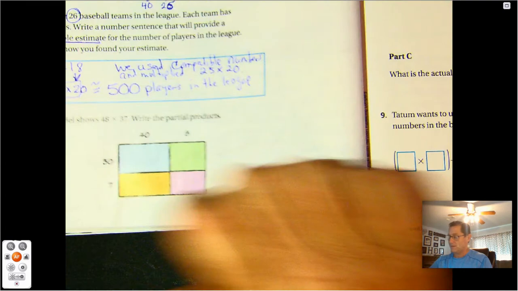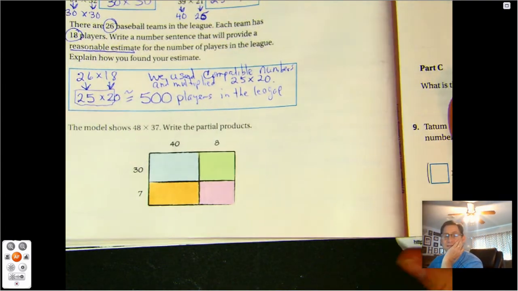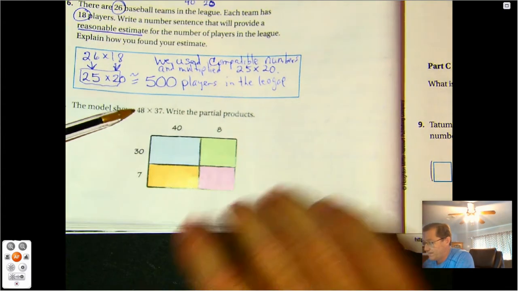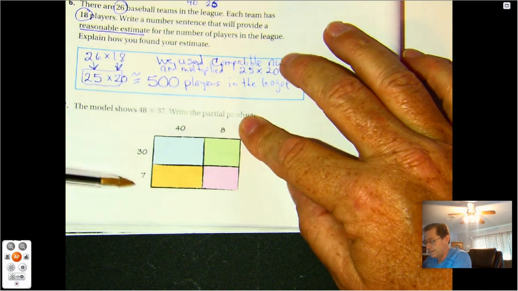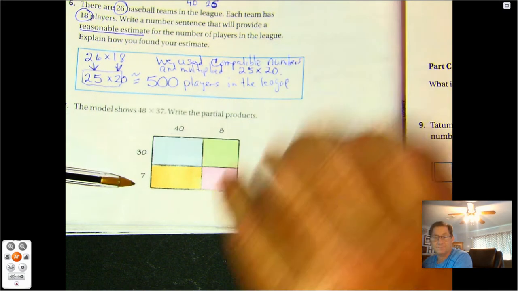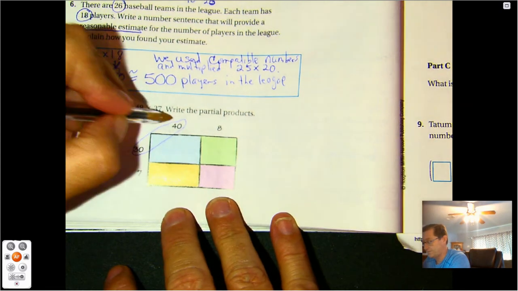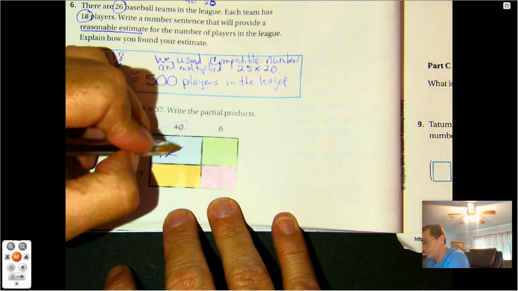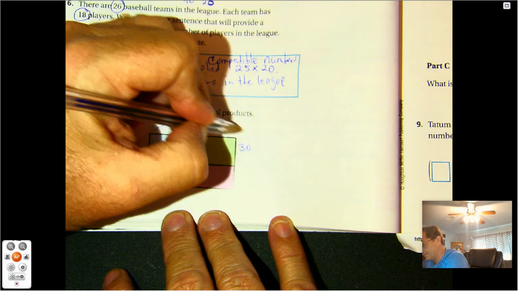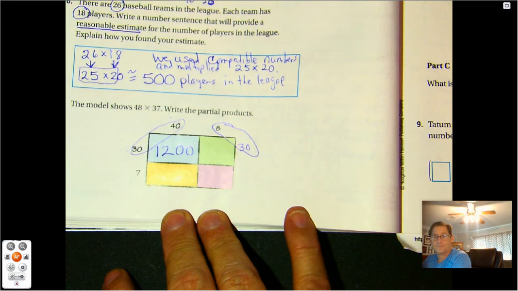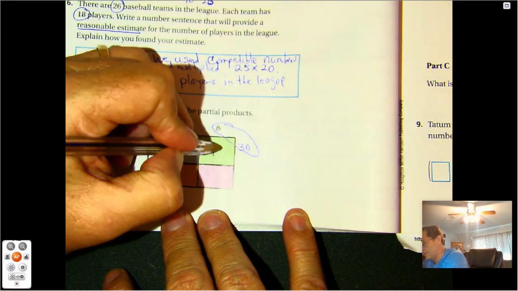Number 7, the model shows 48 times 37. Write the partial products. Okay, so again, remember 48? We can break that up as the 40 plus 8. And 37 is on the outside here, and that's 30 plus 7. So then we're going to multiply 30 times 40. 3 times 4 is 12, 2 zeros. Okay. Then we're going to go 30 times 8. 8 times 3 is 24. So 240.